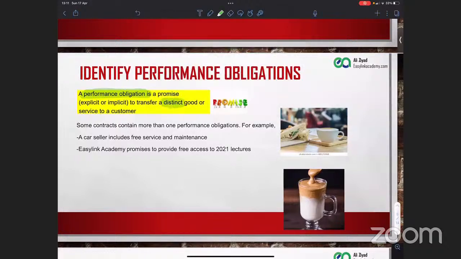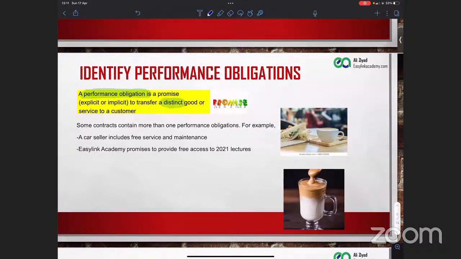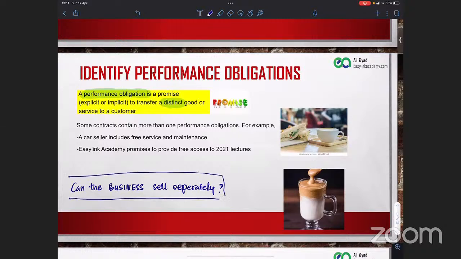So what is the question you should ask yourselves? Can the business sell separately? If the answer is yes, then basically those are separate performance obligations.